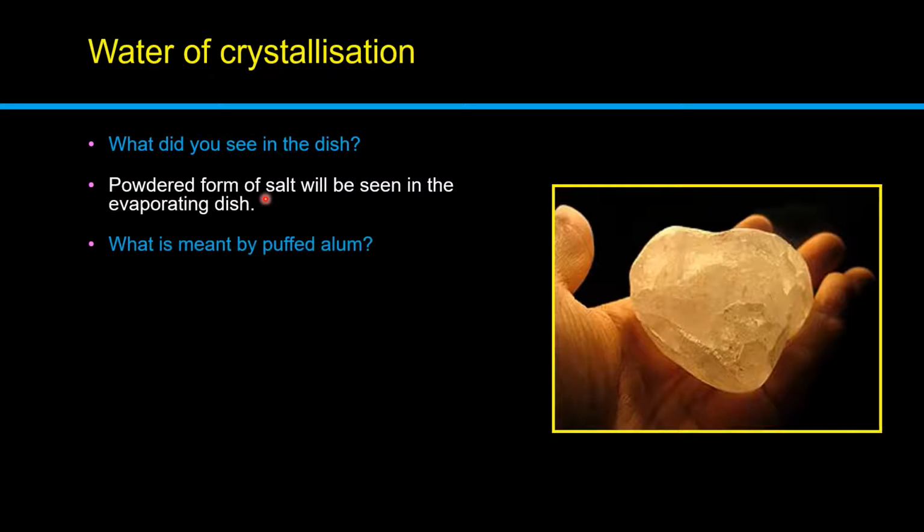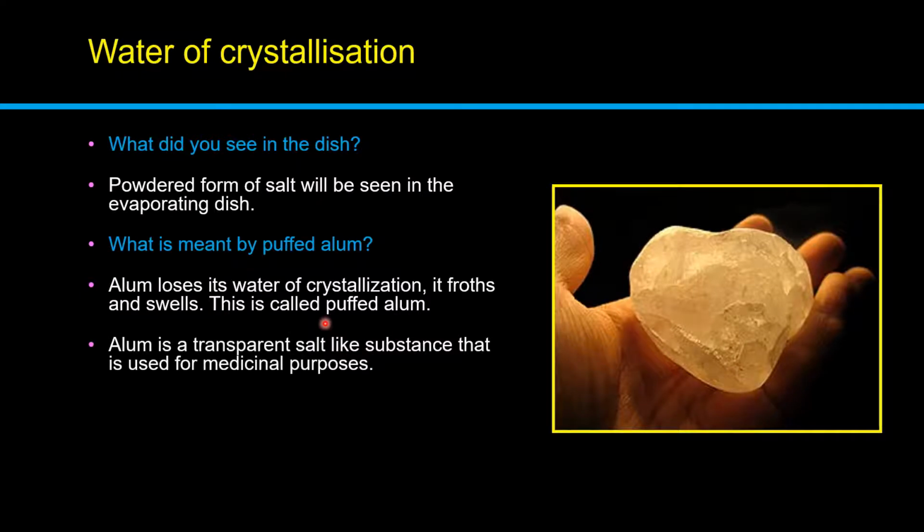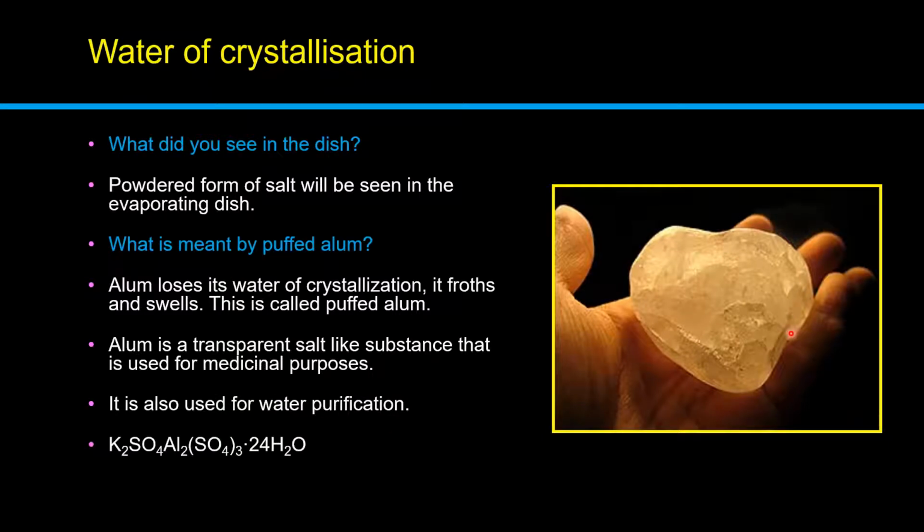You know what is meant by puffed alum? Alum loses its water of crystallization. It frets and swells. So this is called puffed alum. Children, alum is a transparent salt-like substance that has many medicinal usages. It is also used for purifying water. The formula is K2SO4, Al2(SO4)3 and 24H2O. This 24H2O is the water of crystallization.